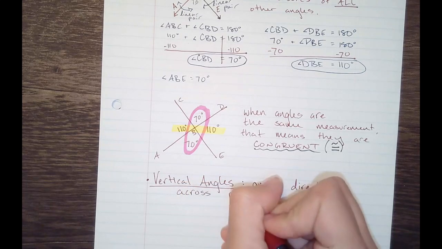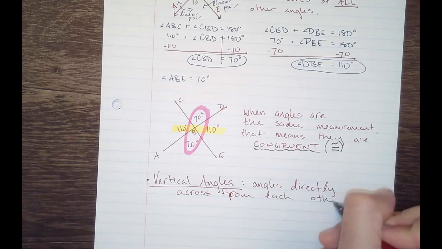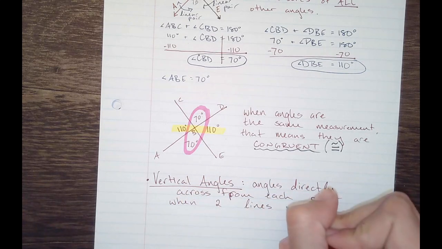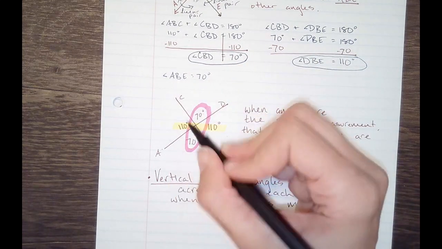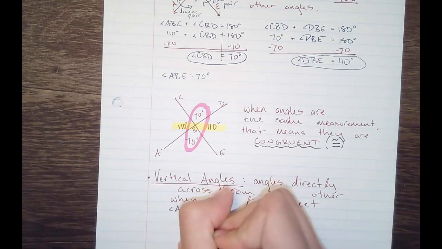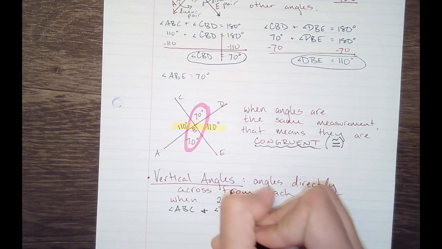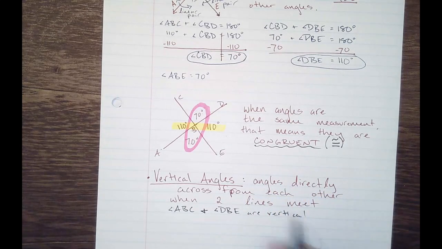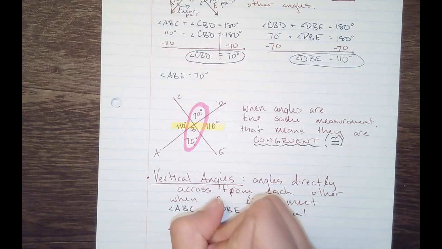And we also have these angles that are directly across from each other. So angle CBD and angle ABE are vertical because they are directly across from each other when these lines meet. And something about vertical angles is that vertical angles are always congruent, which we can see in the example that we solved earlier.